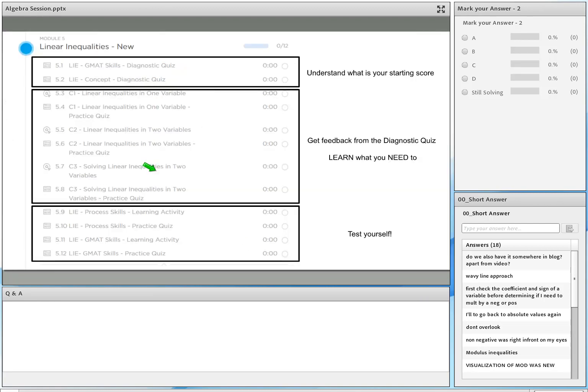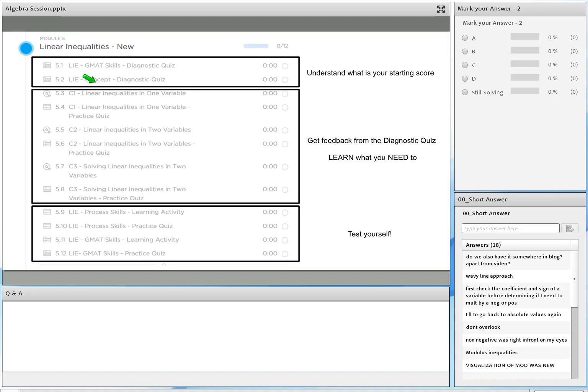Now, this is how a typical course structure looks. This is a module in algebra called linear inequalities. Just see how you have a diagnostic quiz in the beginning. GMAT skill diagnostic means it's made up of GMAT style questions. The very next diagnostic quiz is a concept diagnostic quiz. This one only tests whether your concepts are good or not.